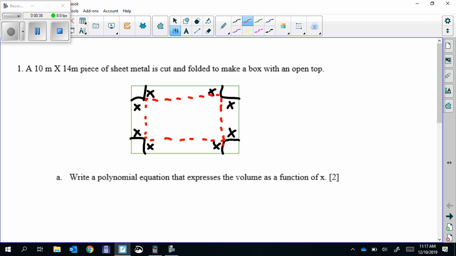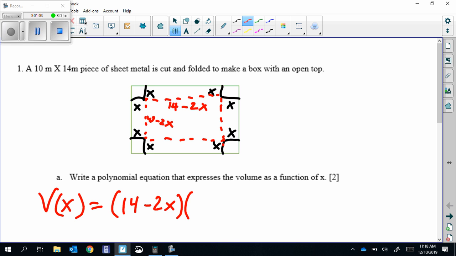It's going to have a width of, we started with 10 by 14, so this is going to be 14 minus x on both sides, so minus 2x. This one's going to be 10 minus 2x. So when we write out our volume, the base of the box is 14 minus 2x times 10 minus 2x, because we cut x from both sides, and then the height is going to be x. So that's length times width times height.